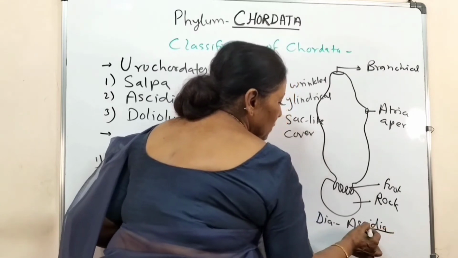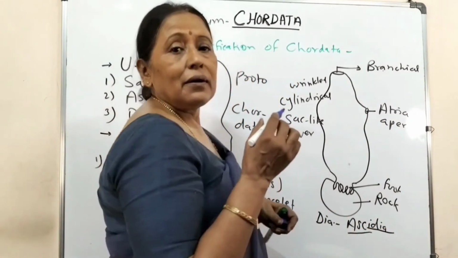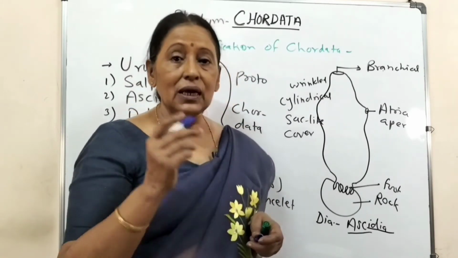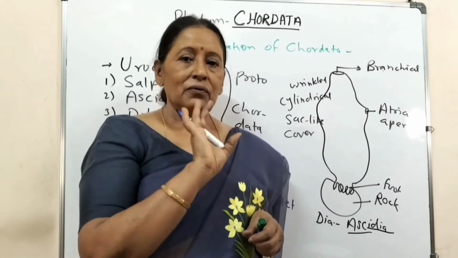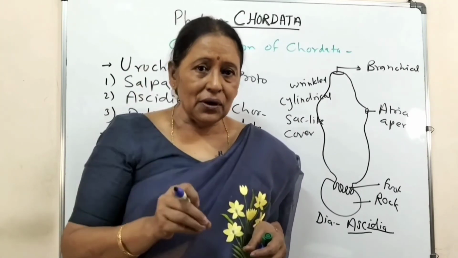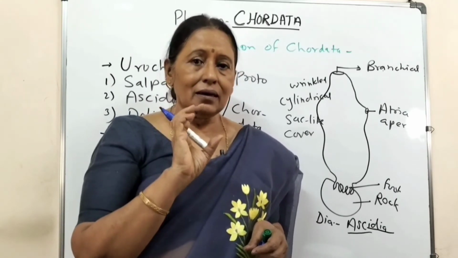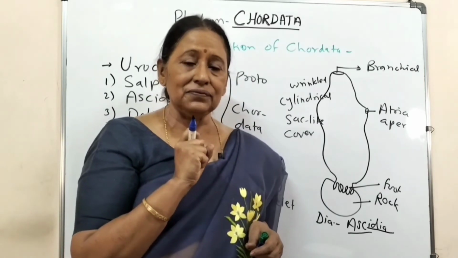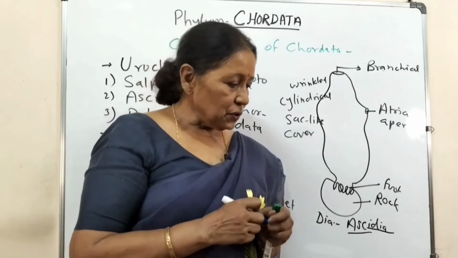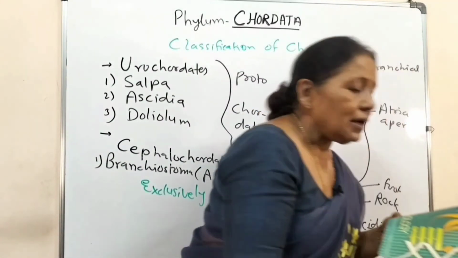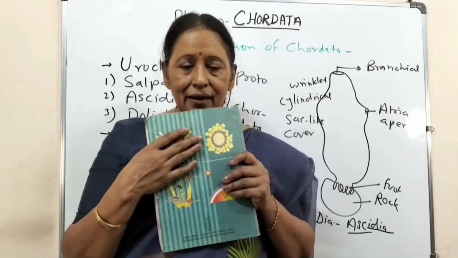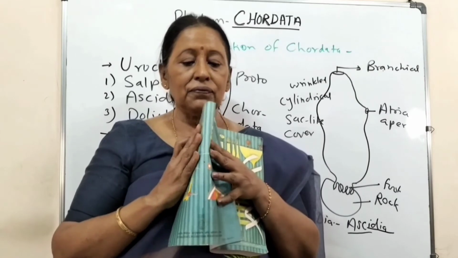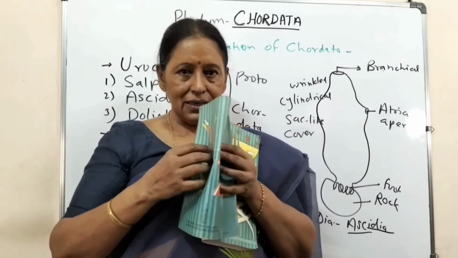There is one very important point in this Ascidia. There is a typhlosole present. Typhlosole is simply a big fold of the intestine which provides more surface area and thus helps in absorption of the digested food. Let me show you. If this is the wall of the intestine, then there is a big fold like this. There is one big fold.